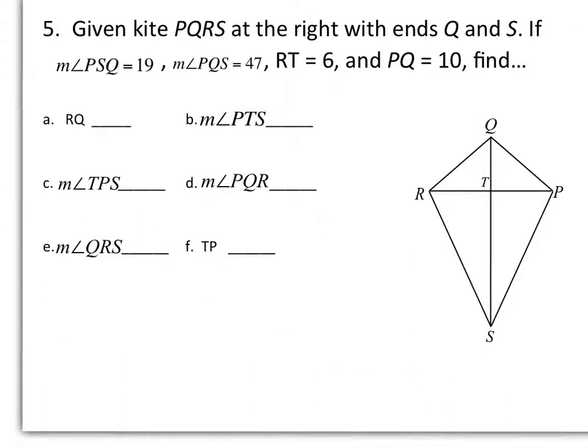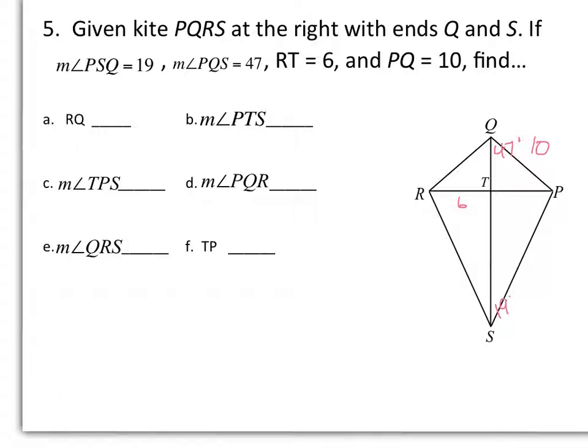Okay, let's look at our last kite example. Number 5 says given kite PQRS at the right with ends Q and S. If the measure of angle PSQ is 19, so that's our angle down here, measure of angle PQS is 47, so our angle up top is 47, RT is 6, so that's our side, and PQ is 10. We're going to find some other missing parts in our kite.